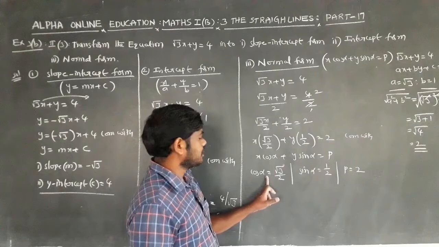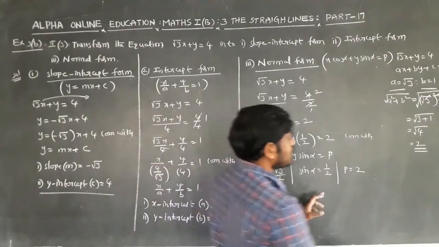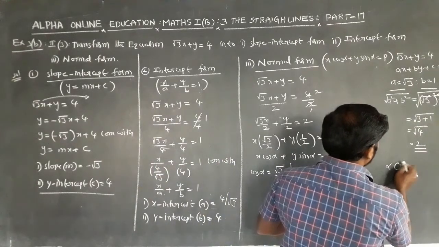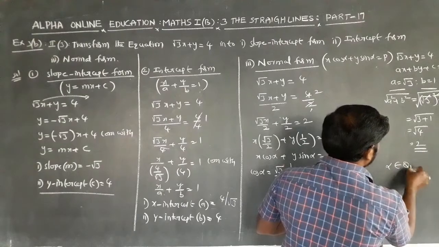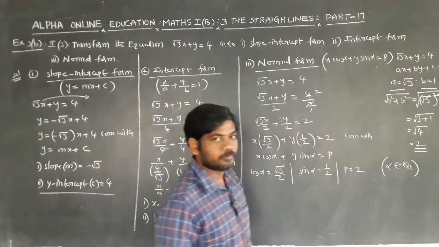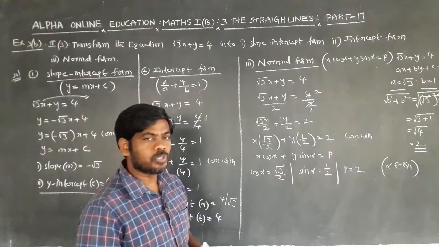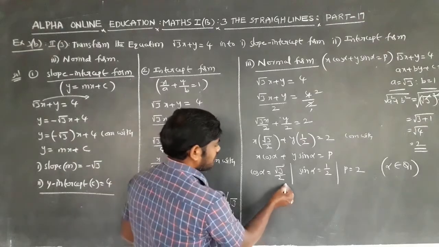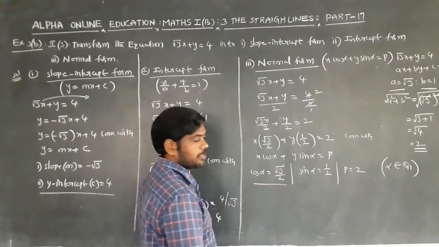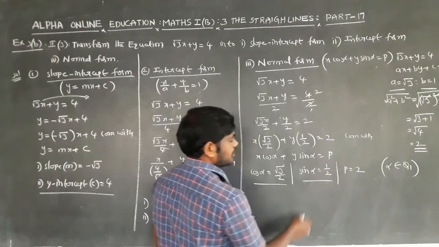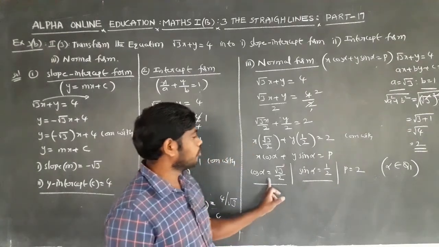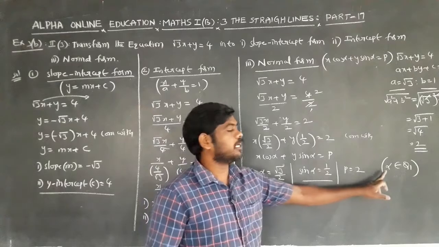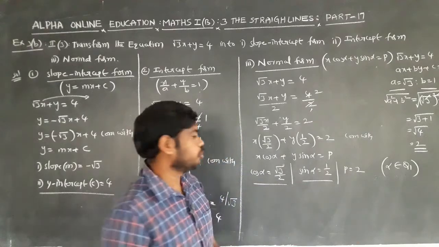Here cos is positive and sin is positive, so α belongs to Q1. Cos α = √3/2, sin α = 1/2. Both are positive, which means α belongs to Q1.